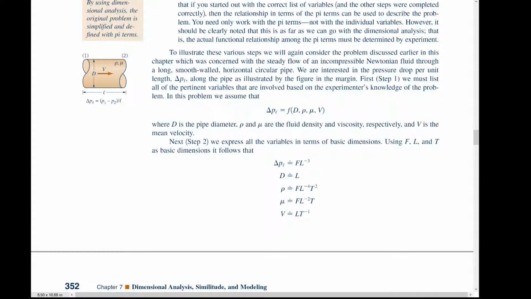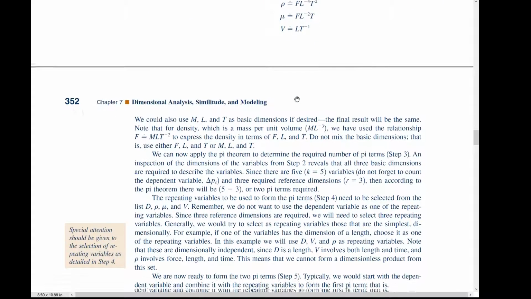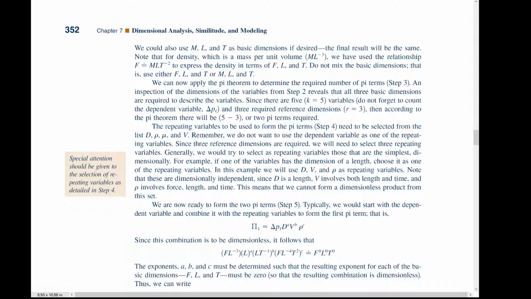Step 2, we express all the variables in terms of basic dimensions using F, L, and T. D is L, rho is F T squared over L to the fourth, mu is F T over L squared, and V is L over T. We could also use M, L, and T as basic dimensions as desired. Don't mix those things. We can now apply the pi theorem to determine the required number of pi terms.